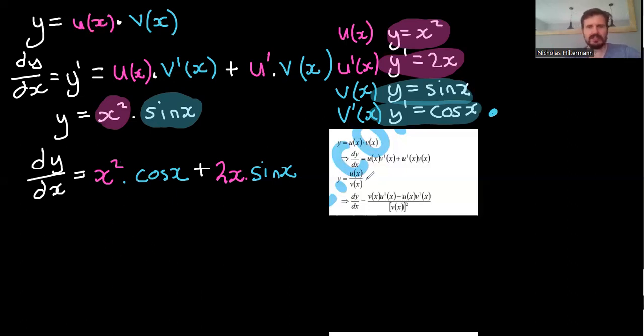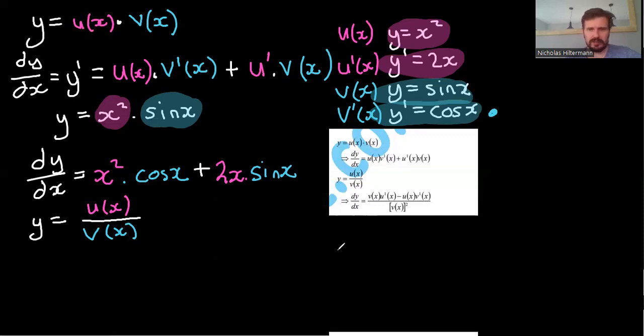All right, so now let's look at the second thing, which is the quotient rule. So again, I'm going to do colors here to make it a little more simple. So we have y equals, and then our u(x), again, we're going to draw in pink. And our v(x), we're going to draw in blue.